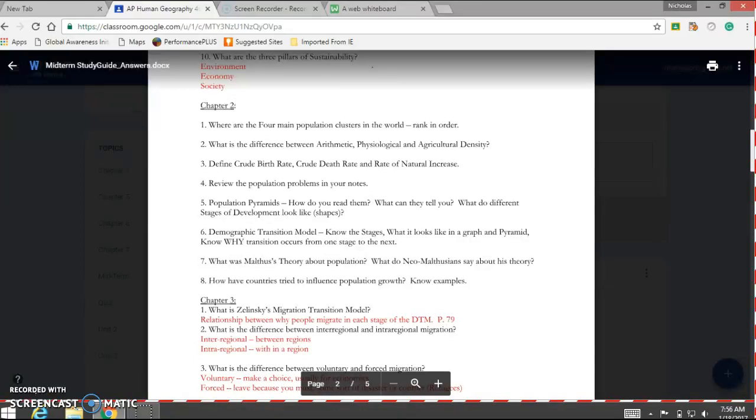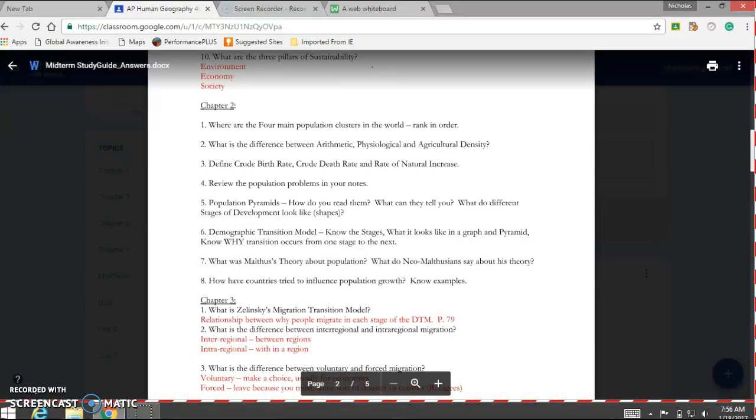Arithmetic tells us simply how many people live there, so how dense a place is populated. Physiological can tell us how sustainable the place is. If there's a really high physiological density and a really high population, that could tell us that, wow, it might be really effective at farming and producing agricultural things. And really low agricultural density, which means a really low number of farmers per arable land, would mean that those farmers are also very efficient at producing what they want.